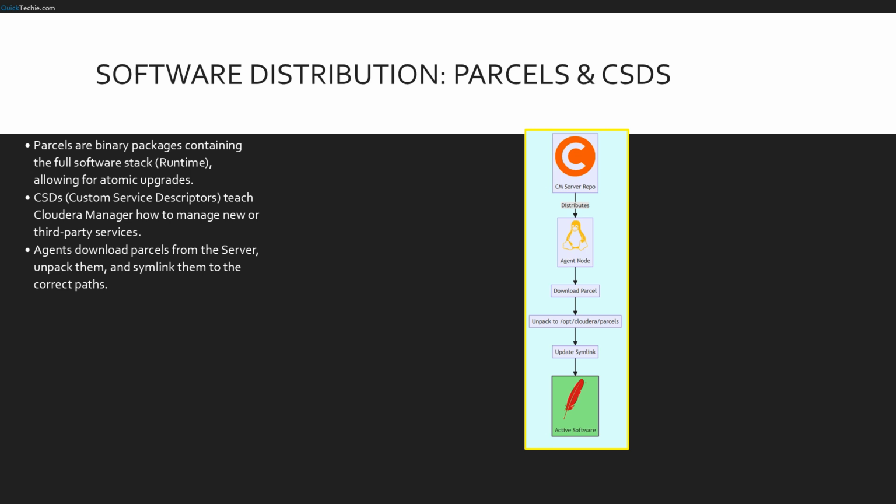It originates at the CM server repository. It is distributed to the agent node. The agent performs 3 steps: downloading the file, unpacking it into a version directory, and finally updating the symlink. This last step makes the software active instantly, allowing for clean version switching without leaving file system debris.